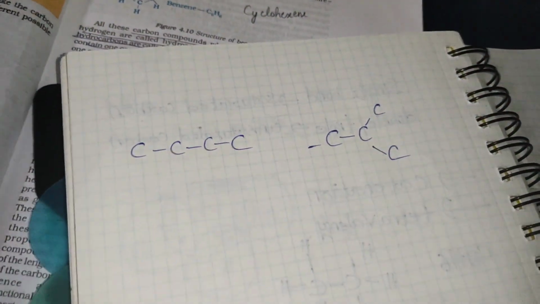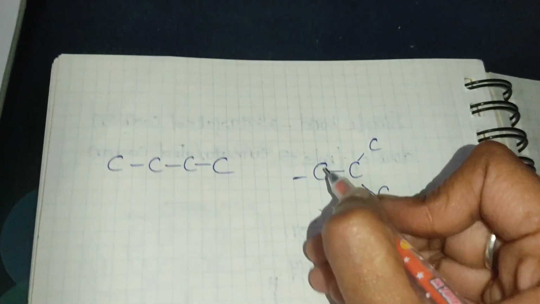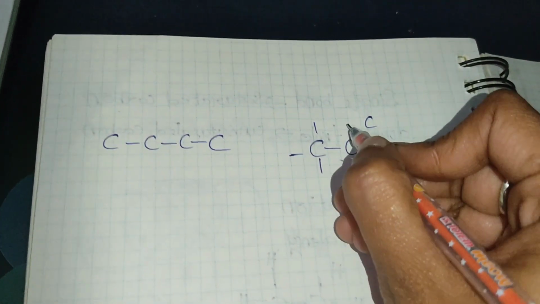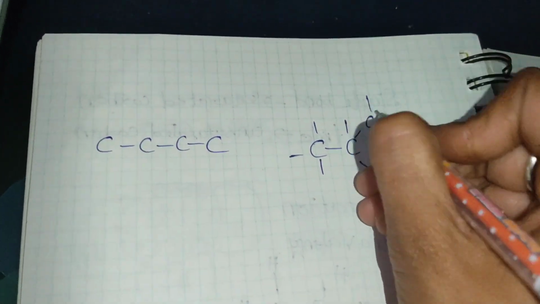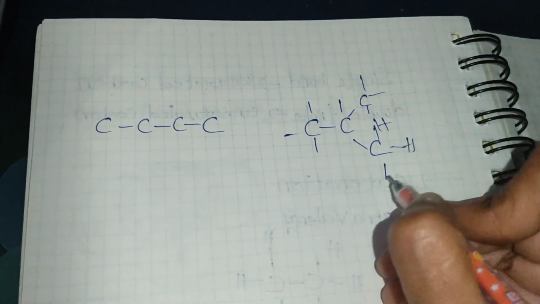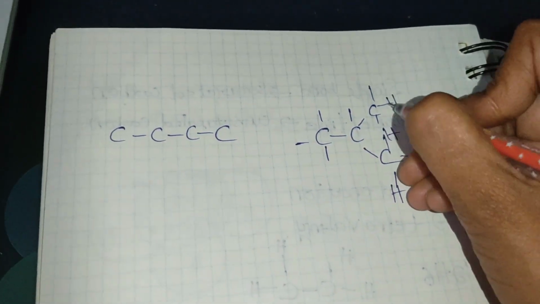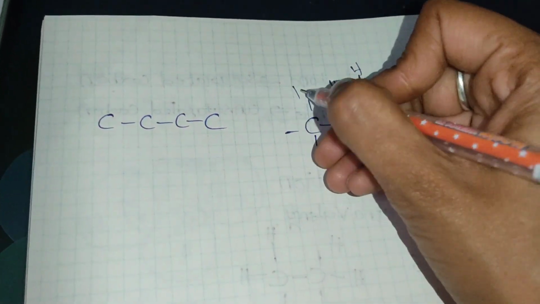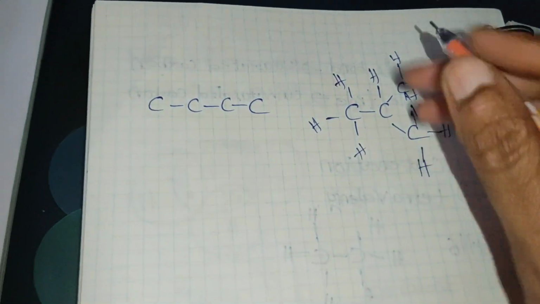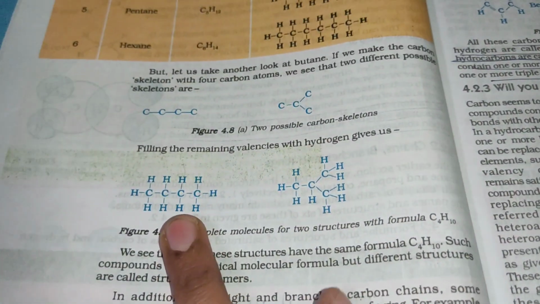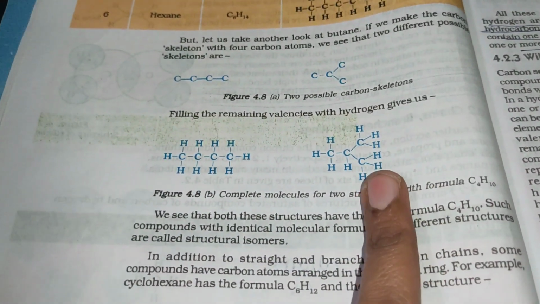So we can write like this: 1, 2, 3. So already 3 are satisfied. 1 here, 1 is satisfied. So 3 here also 3. So 1, 2, 3, 4. So 1, 2, 3, 4. Here 1. Here again 3. Like this we can write the branched structure. Just to look like this. See here. So this is a straight chain structure we wrote, and this is a branched chain structure.